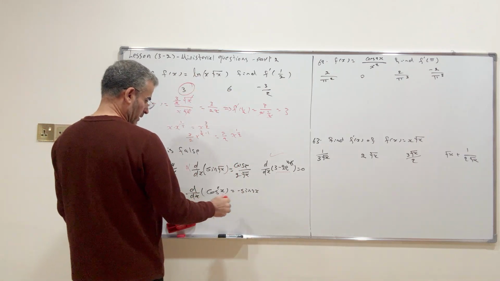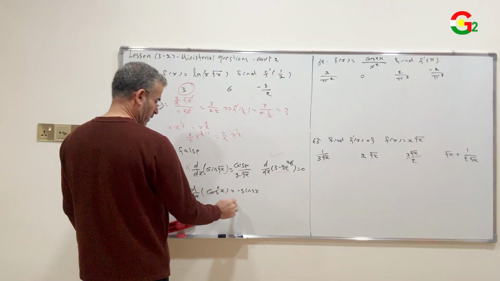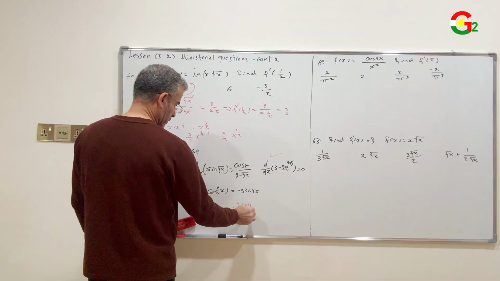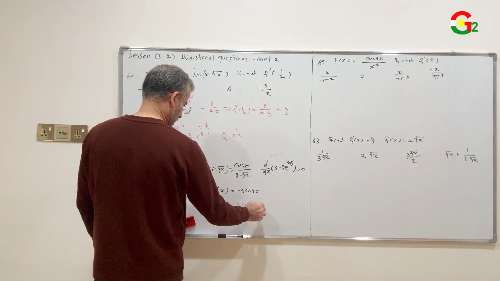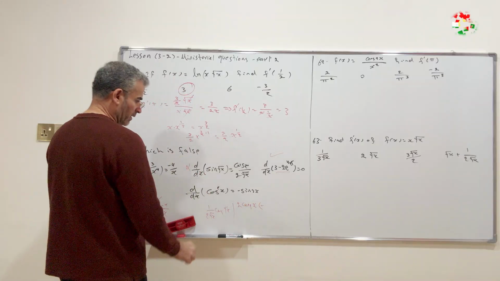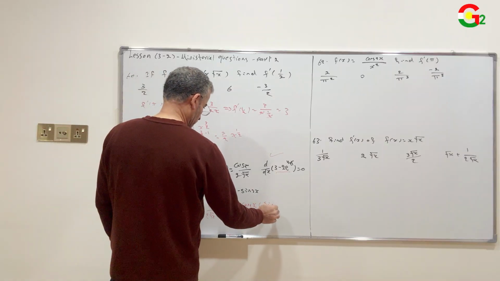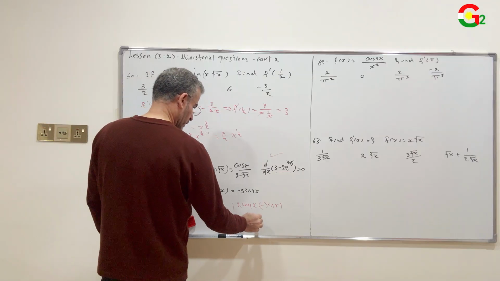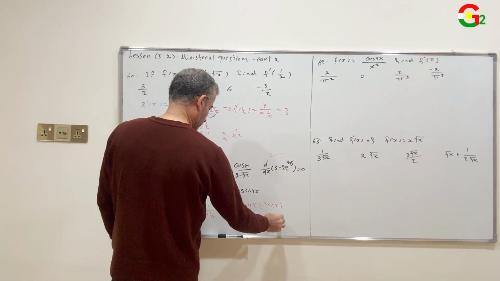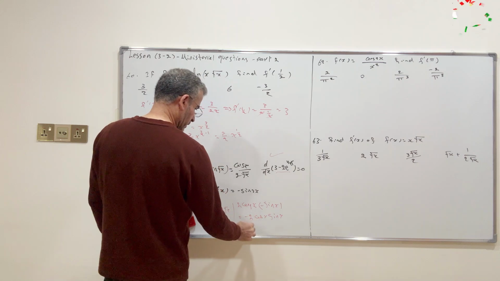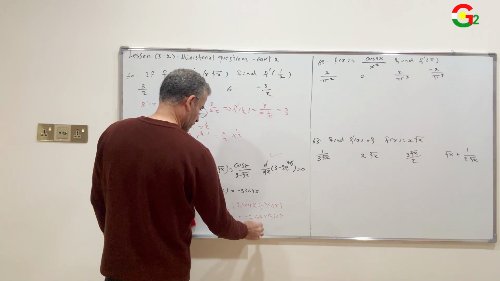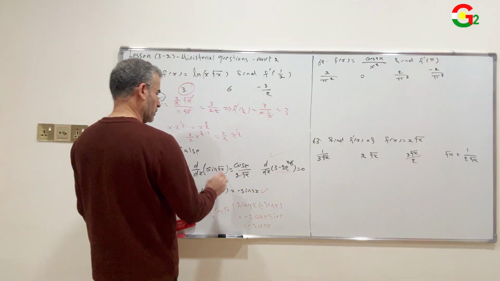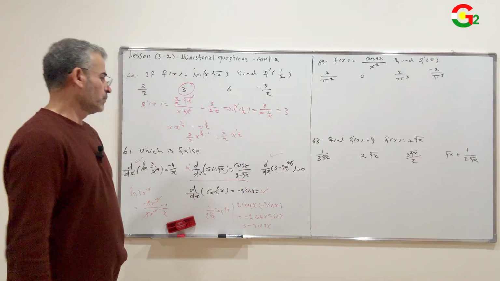For the last function, cosine squared x, differentiate first the bracket, 2 cosine x, then multiply by the derivative of cosine, negative sine x, equal to negative 2 cosine x sine x. 2 sine x cosine x is sine 2x. So also this is true. The right choice is B.